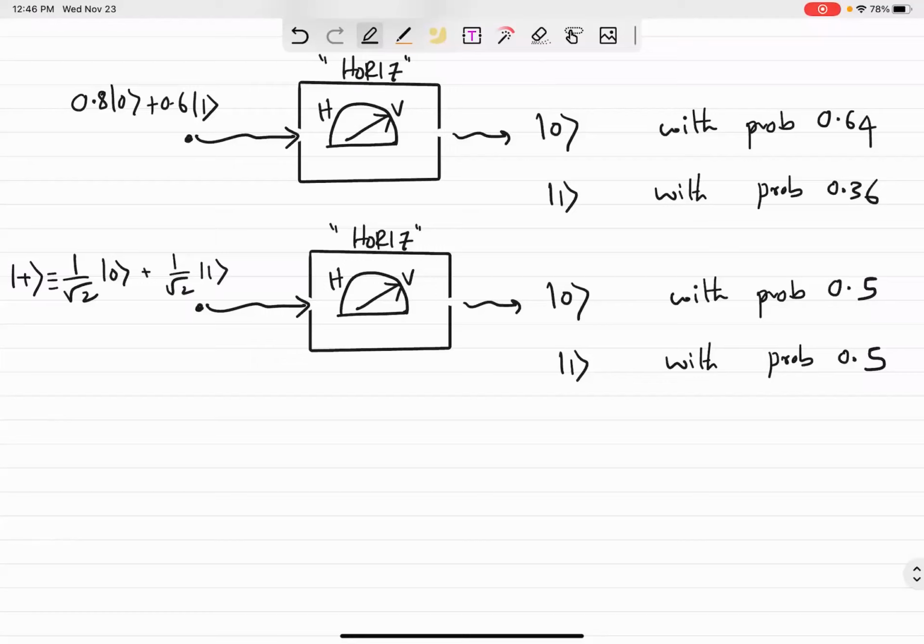Okay, yeah. Why do you distinguish between plus and minus if the detector can't? This detector can't, yeah, okay, right? But other detectors can.